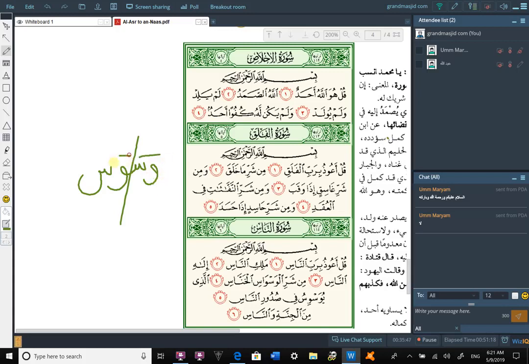This waswas, there are types of verbs which have four root letters, as this does, and they repeat, such as dagdag, meaning to tickle. Waswas, meaning to whisper. Min sharril waswas. Waswas is the one who whispers. Al-waswas is the fa'il here, the whisperer.